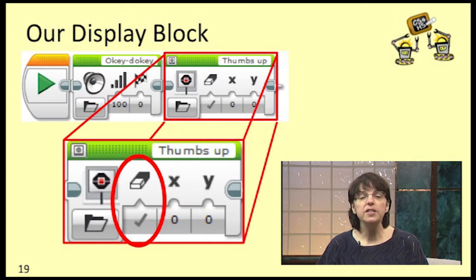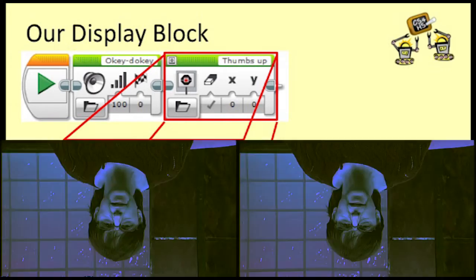The display block does offer a clear screen option, and the default, that is the standard practice, is for clear screen to be set to true, indicated by a check mark. Clear screen is EV3 shorthand, meaning before you draw on the screen, clear off anything that's already on the screen. Think of it like erasing a whiteboard before you begin to draw on it.